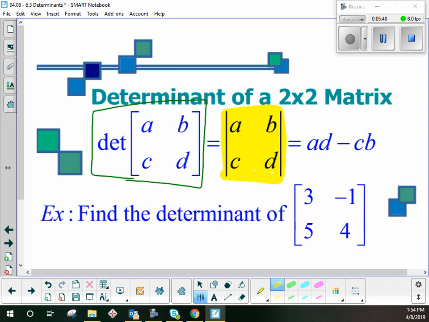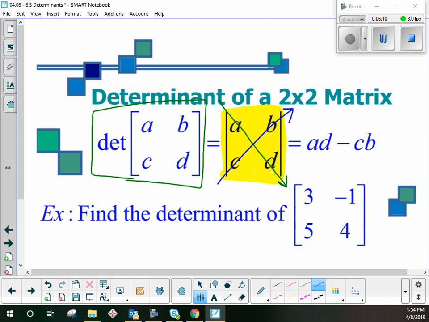And then what that actually equals, the math is A times D, that's a down diagonal, minus C times B. So here's where the down and the up come into play. This is down, and then CB, this is up.